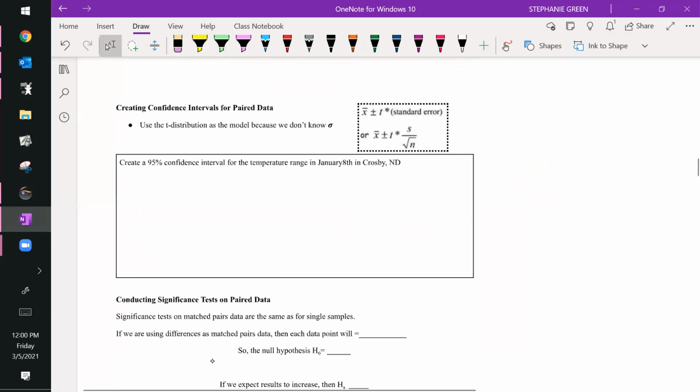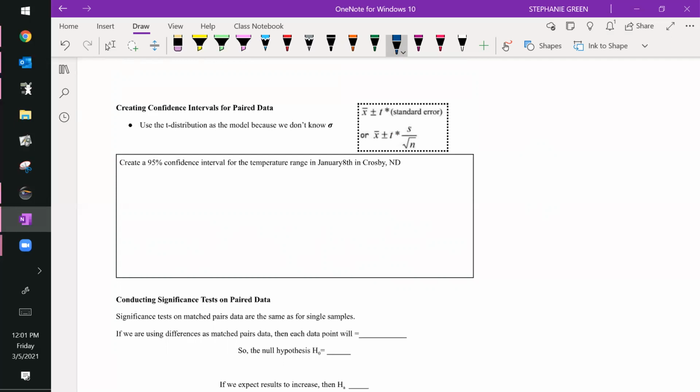All right, so let's go ahead and talk now about how we actually calculate or create confidence intervals for this paired data. For this, remember we have this from the last section. We take our point estimate and add and subtract our margin of error, which will be our t star, which is dependent on our degrees of freedom and the level of confidence that we want, times our sample standard deviation over the square root of n, our sample size. So let's go ahead and use that.